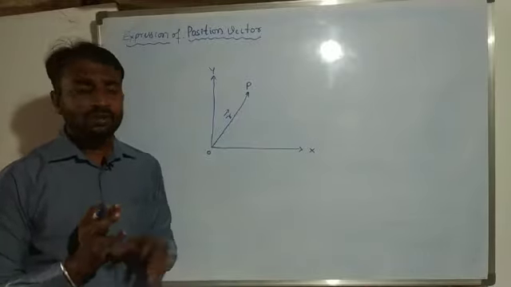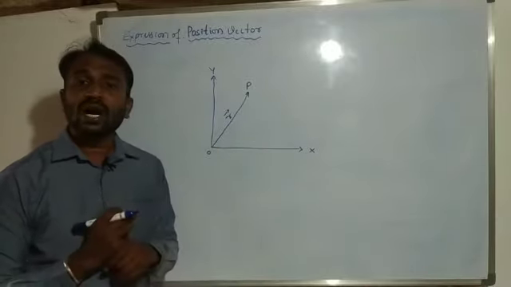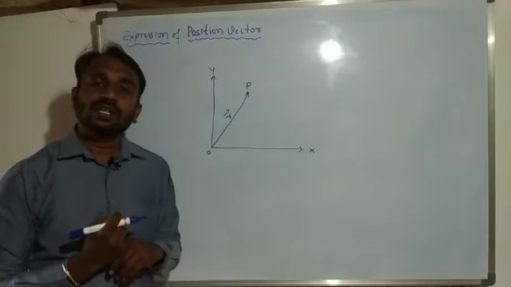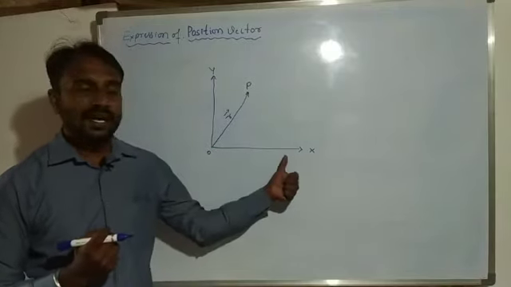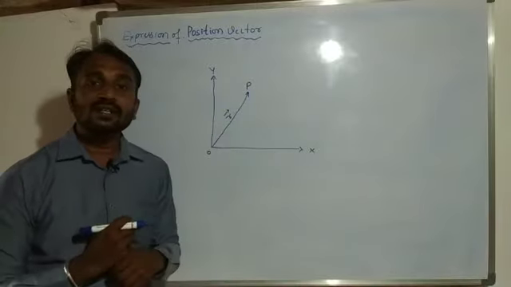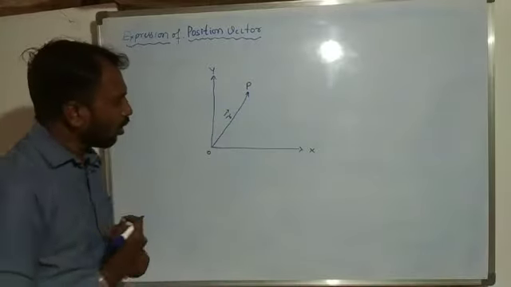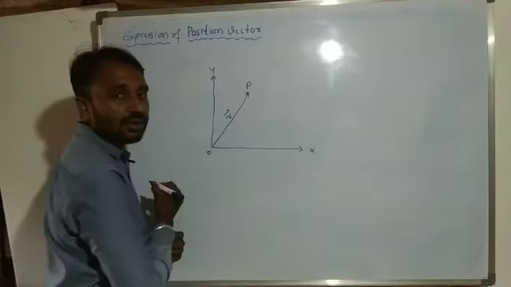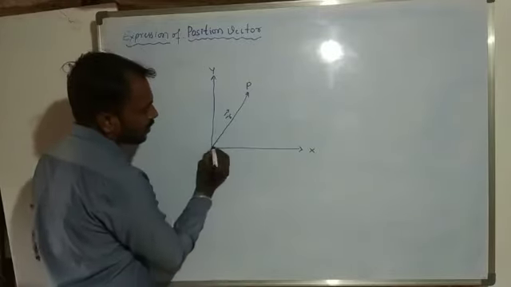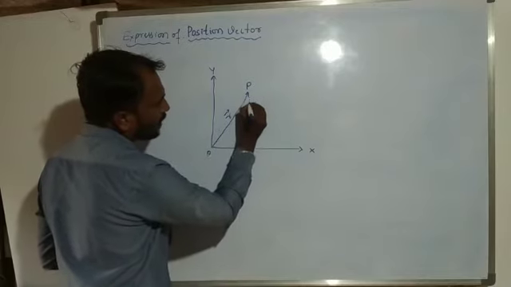So here we consider the x and y axes. For this reason, the unit vector along the x axis is i cap and along the y axis is j cap. Here we want to find the position of this particle. So for this reason, along the x axis.